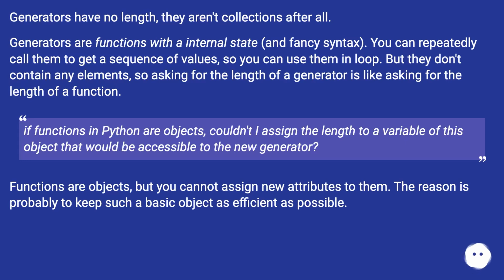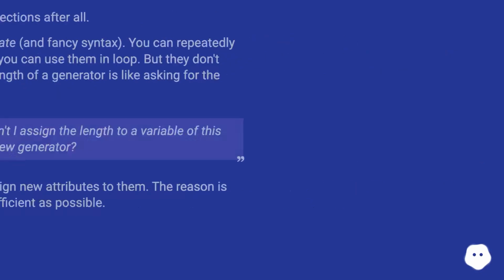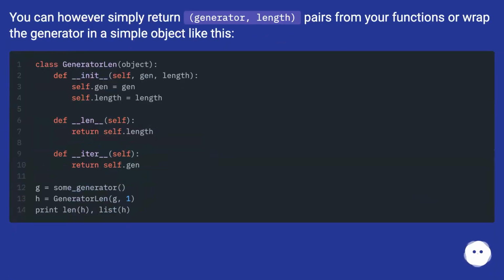of a function. If functions in Python are objects, couldn't I assign the length to a variable of this object that would be accessible to the new generator? Functions are objects, but you cannot assign new attributes to them. The reason is probably to keep such a basic object as efficient as possible. You can, however, simply return (generator, length) pairs from your functions, or wrap the generator in a simple object like this.